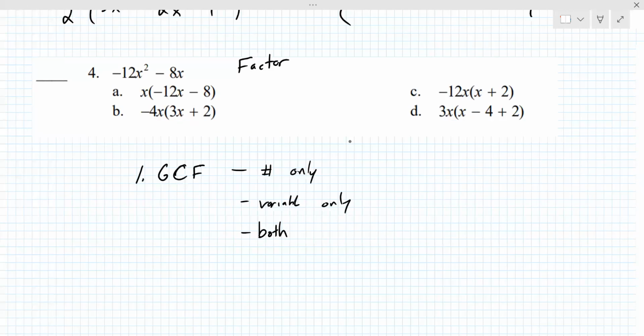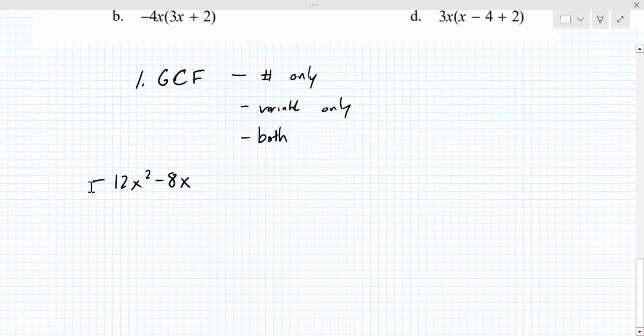Okay, so in this problem, minus 12x squared minus 8x, first look at the 12 and the 8. Is there a number that goes into both? 4. Now, because the leading term is negative, you factor out a -4, or you factor out the negative with it. That takes care of the number part. Then the variable part. Between x squared and x, you look for the one with the smaller exponent. Which would that be? X. So -4x is your GCF.